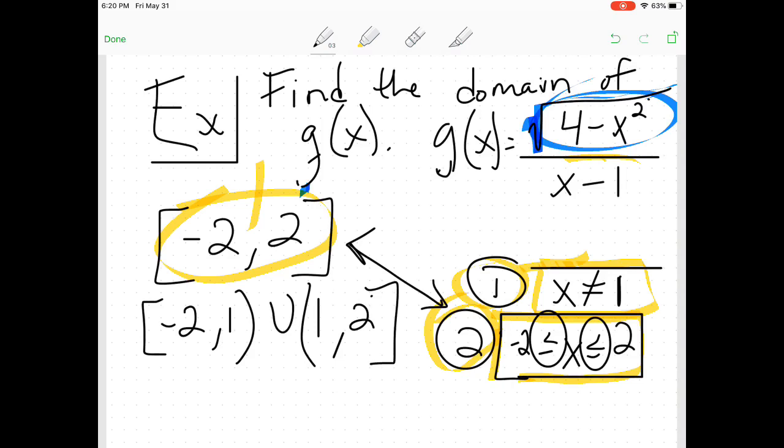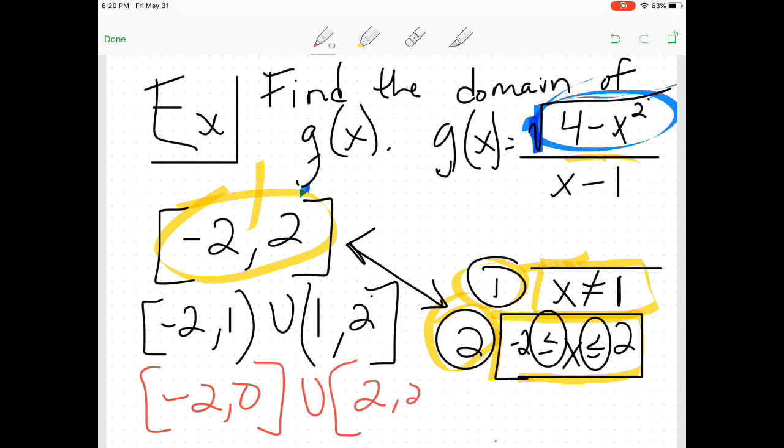Okay? One thing that some people will get tripped up on is they'll write negative 2 to 0 and then union 2 to 2. Okay, this is what they'll write. Because they say, well, I don't want to include 1, but I do want to include 0. I don't want to include 1, but I do want to include 2.